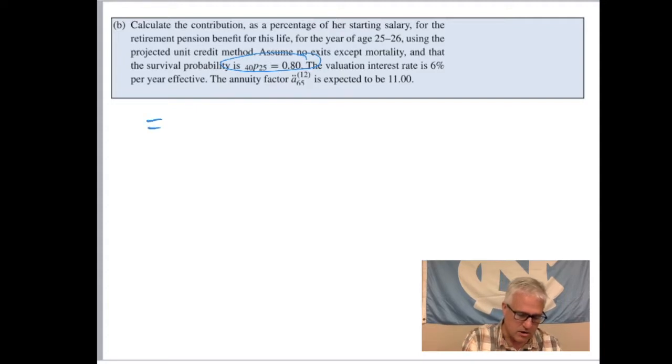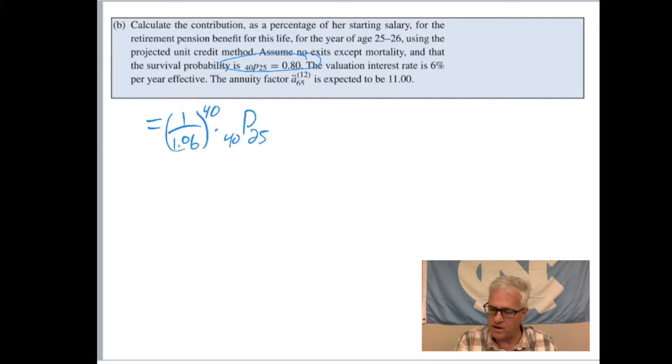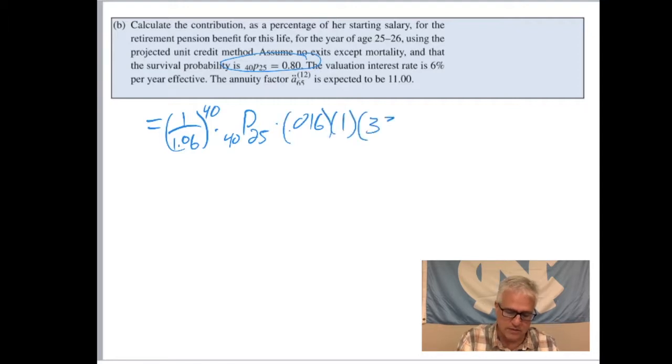And her pension that we're responsible for after 1 year of service is going to be discounted 40 years. If we deposit it now, we're going to be responsible 40 years from now for this amount, times the probability she survives those 40 years, 40p25, times 1.6%, 0.016, times 1 year of service, times what we expect her final projected salary to be, $335,238.